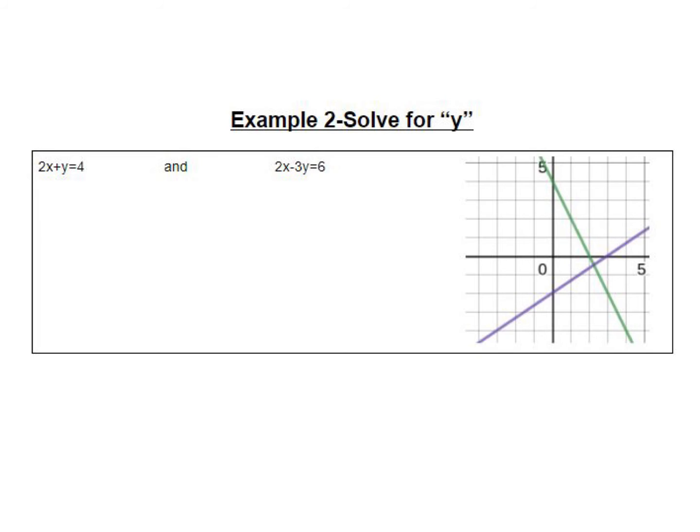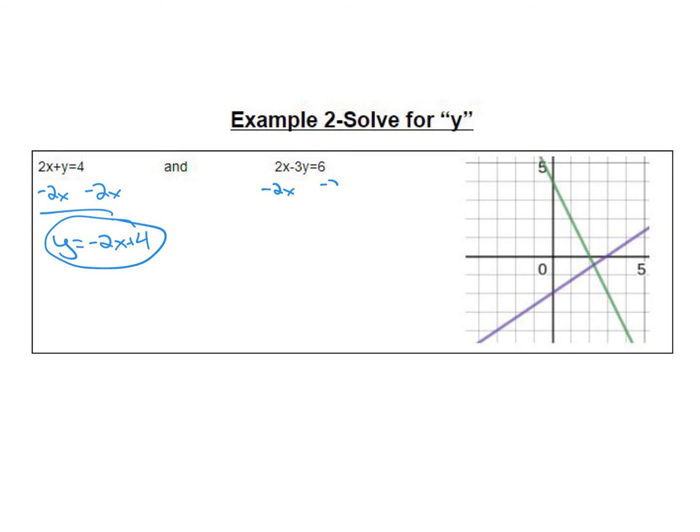Well, in example 2, the first thing you should be recognizing is both of these equations are not in y equals mx plus b form. But we should be able to solve for them. So the first thing we're looking at is subtracting 2x from both sides, solving for y, and now we have y equals negative 2x plus 4. That's going to be something we can plug in the calculator.